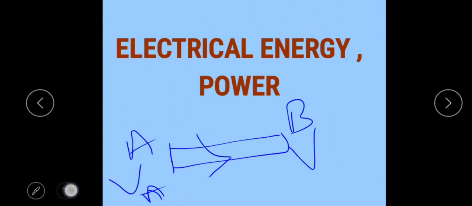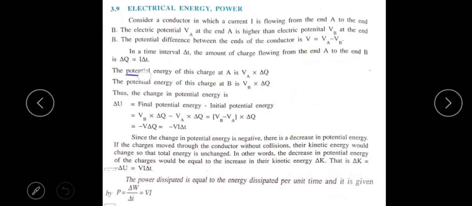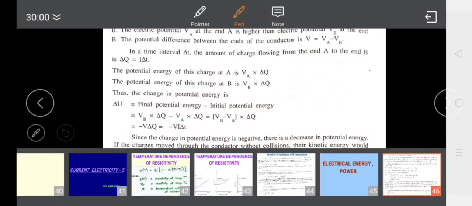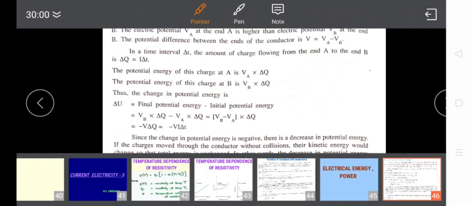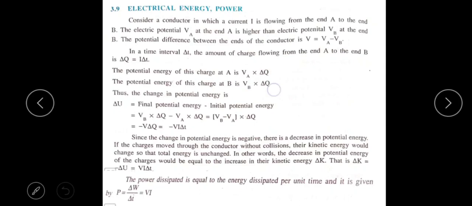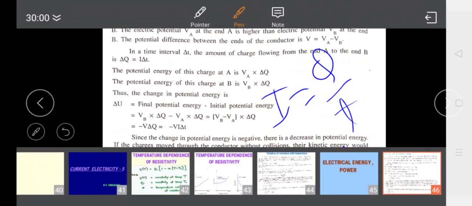In a small interval of time, taken as delta t, the amount of charge flowing from end A to end B is delta q equal to I into delta t. That is because we know the formula: rate of flow of charge is current, I equals q divided by t, then q is equal to current into t.